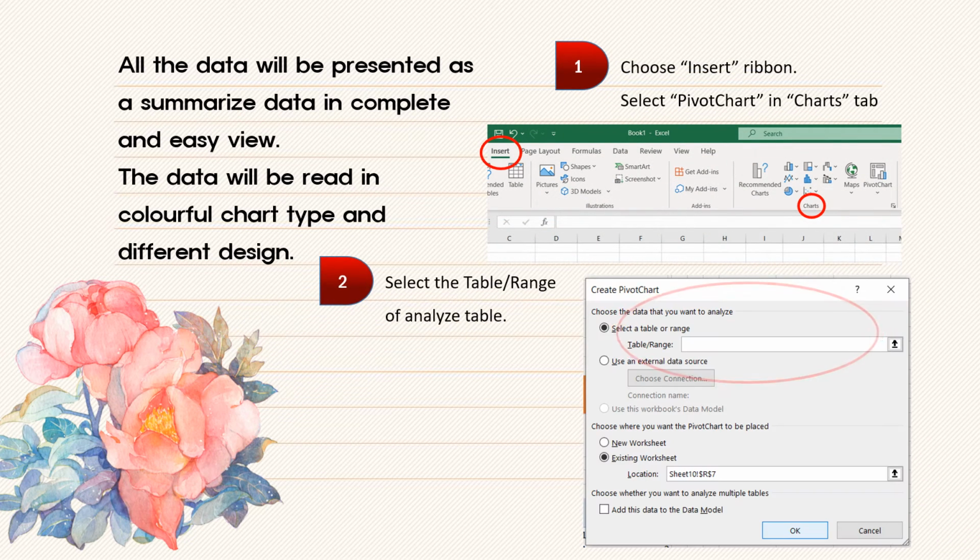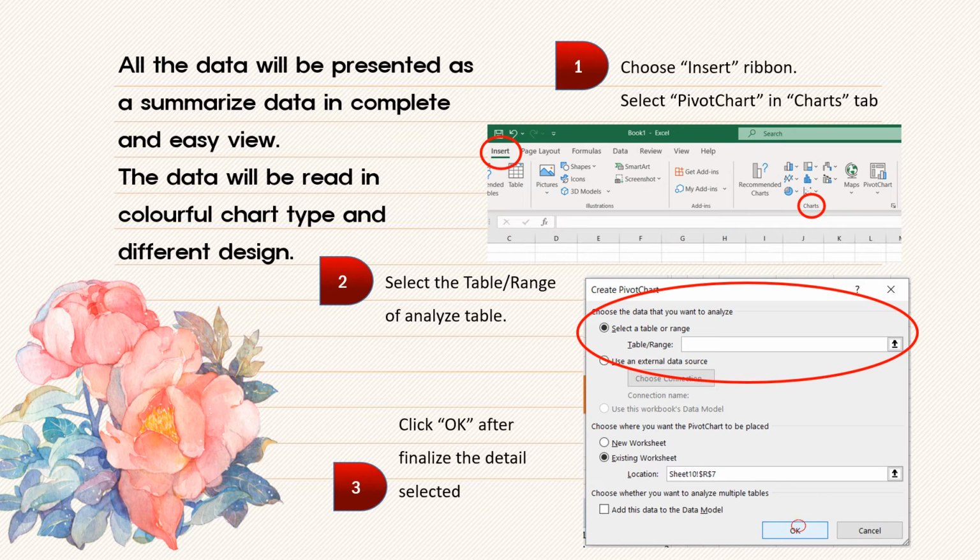First, you may choose the insert ribbon and select a pivot chart in the chart tab, or you may select the items you want to create, or just select the chart tab. Select the table range to analyze, so you may select what you want and click OK when you finalize what you want.